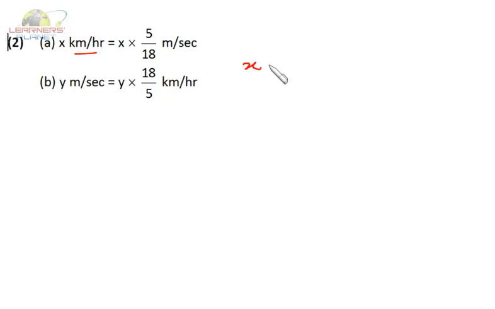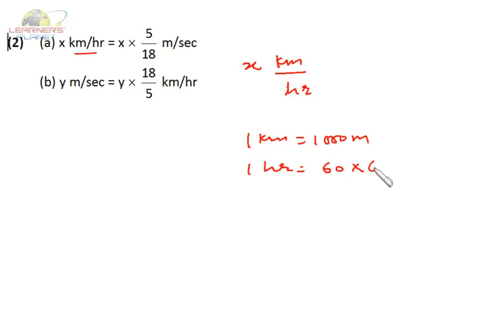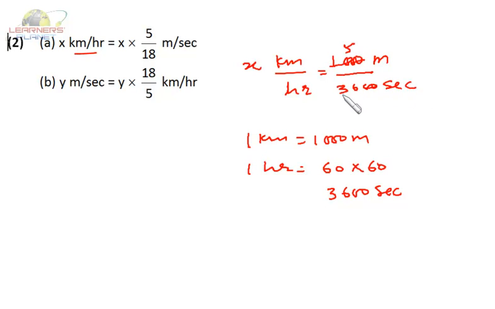Suppose it is x kilometer per hour. Now, 1 kilometer is 1000 meters and 1 hour is 60 minutes, and per minute there are 60 seconds. So 1 hour is equal to 60 into 60, that is 3600 seconds. To convert kilometer per hour to meter per second, 1 kilometer is 1000 meters and 1 hour is 3600 seconds. So it is 5 by 18. That means x kilometer per hour is equal to x into 5 by 18 meter per second.